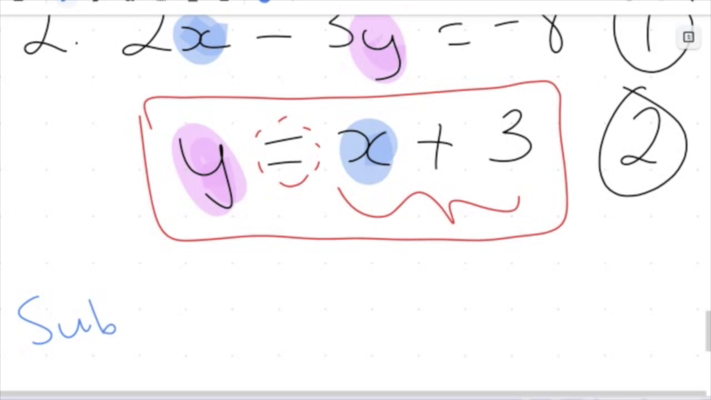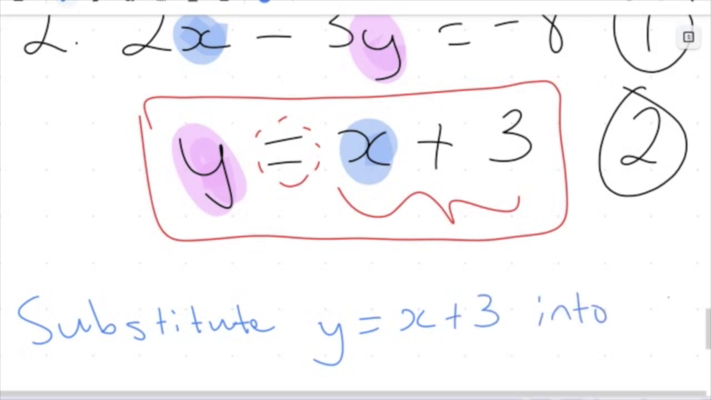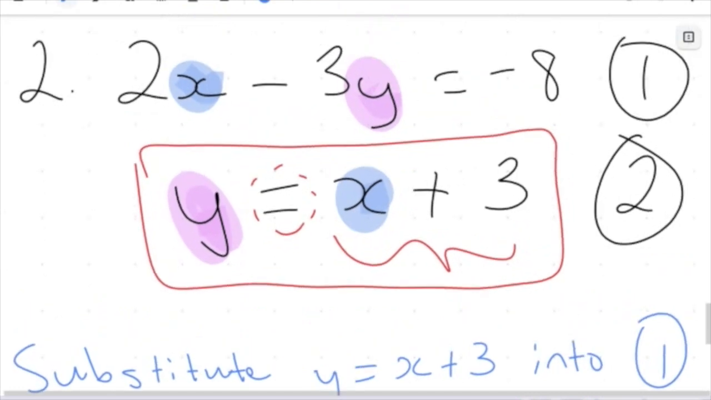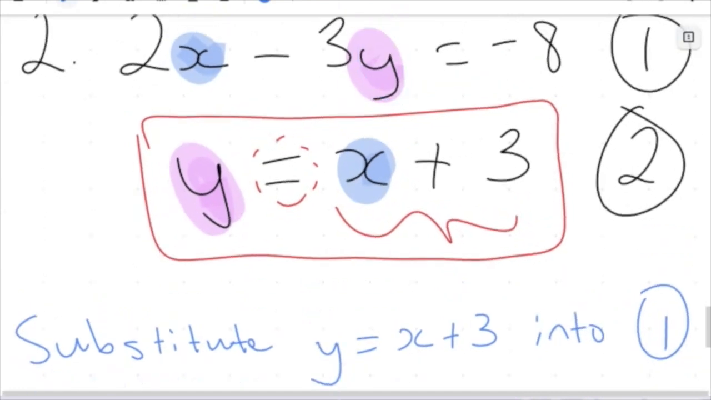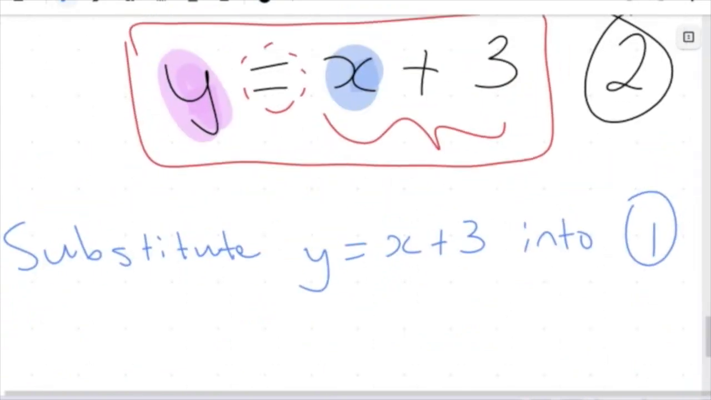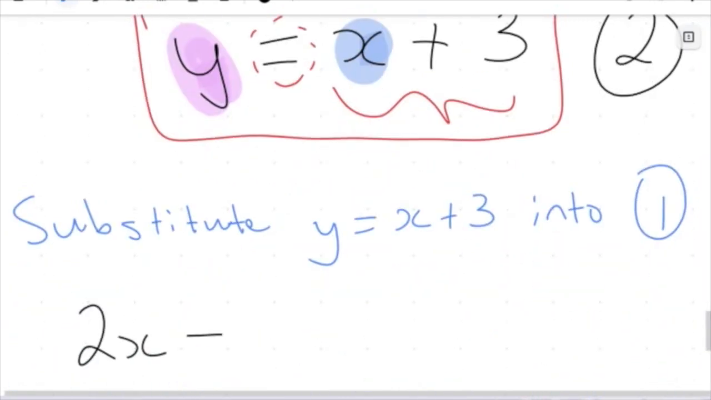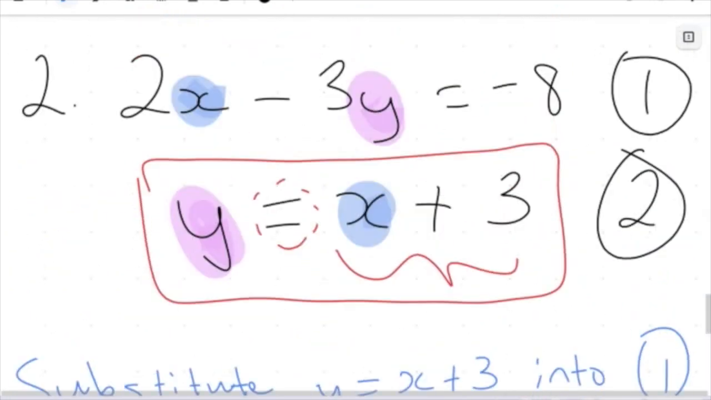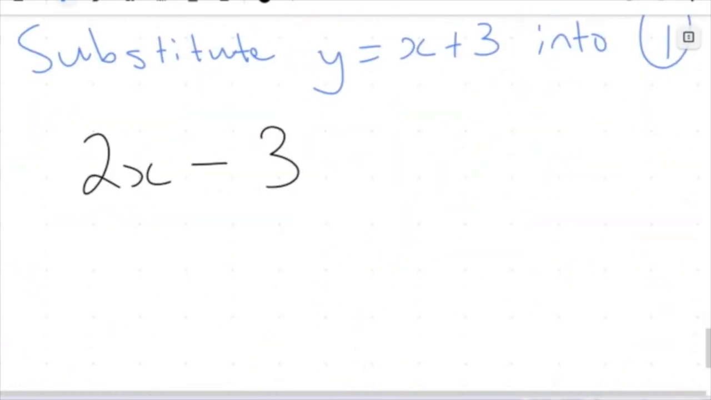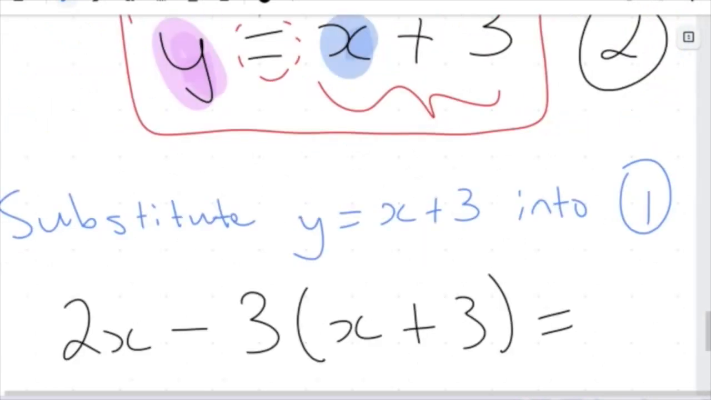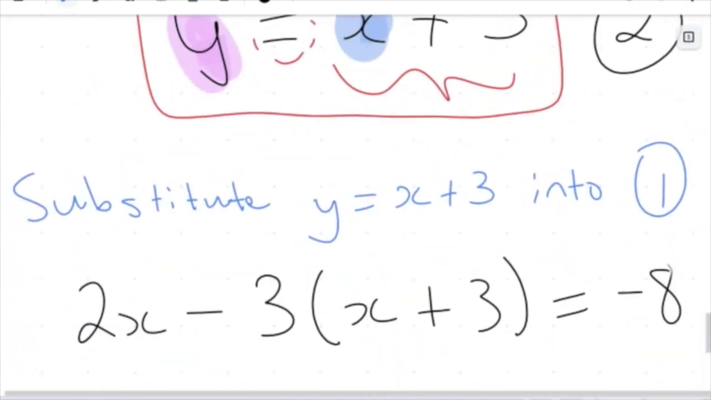So what we're going to do, we're going to substitute y equals x plus 3 into equation 1. So I'm putting x plus 3 in place of the y. So what am I going to get? Well, in my top equation, I'm going to get 2x minus 3. And instead of the y that's multiplying by the 3, my 3 is going to get multiplied by x plus 3. And that gives me negative 8 on the right-hand side.